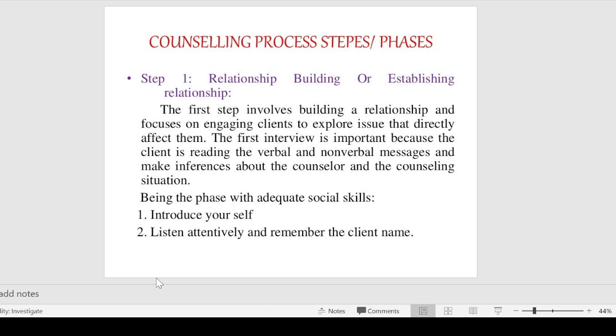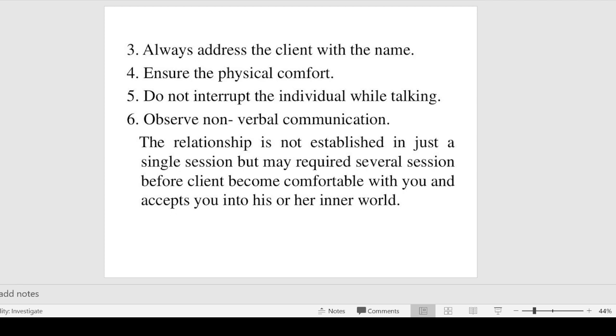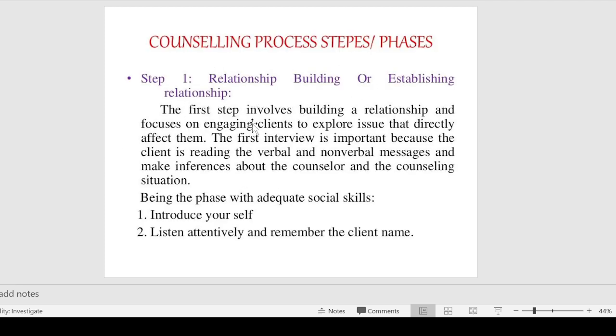So already I have discussed the phases of counseling. There are 5 stages. First stage is relationship building or establishing the relationship, and second one is assessment, then setting a goal, then interventions, then last one is follow up. These are the 5 steps we need to follow. So in this, the first step which we are going to see is establishing a relationship.